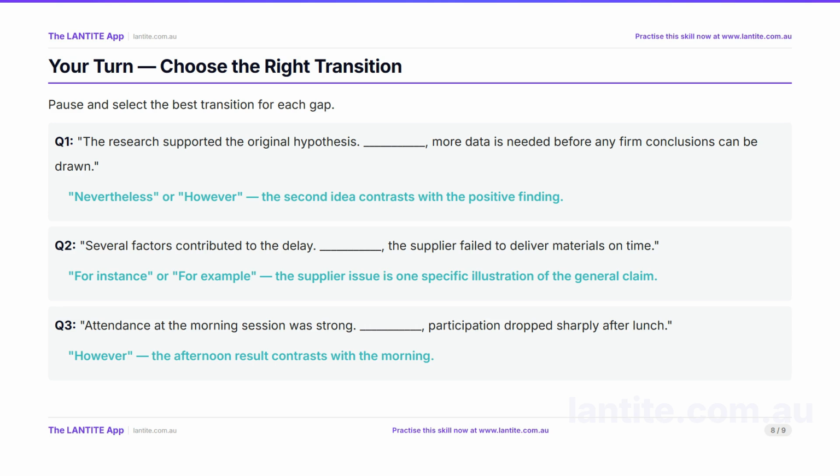Question 2. Several factors contributed to the delay, blank. The supplier failed to deliver on time. The supplier issue is one specific example of the general claim about several factors. So, we need an example transition, for instance, or for example. Question 3. Attendance at the morning session was strong, blank, participation dropped after lunch. This is a clear contrast between morning and afternoon. However, is the best fit.